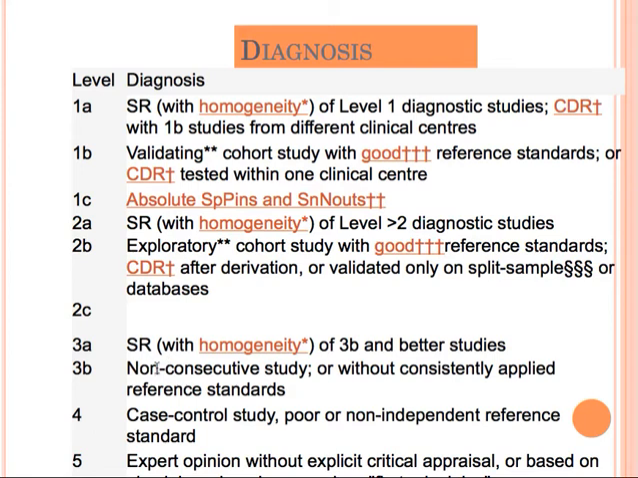And then basically a 3B is a non-consecutive study. This has to do with how the sample is collected, not the design. And then finally we find another design, case control. So essentially, the diagnosis column only has 2 types of study designs, a cohort study and a case control study.